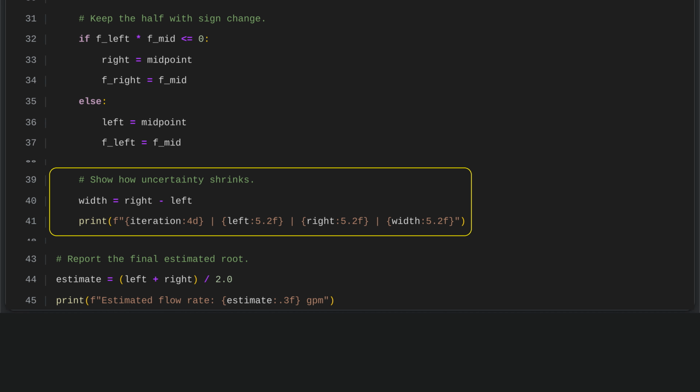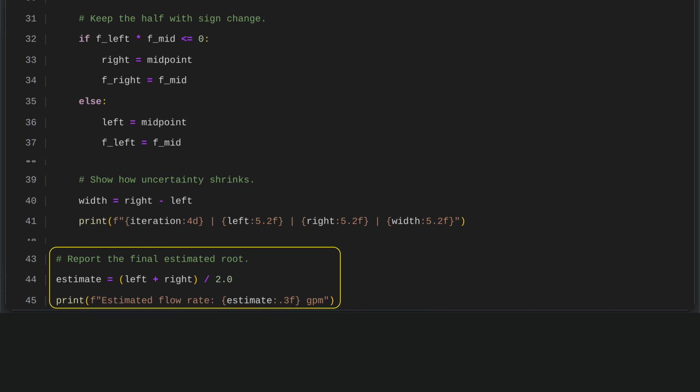To track progress in the bisection method, we measure the interval width by subtracting the left endpoint from the right endpoint. Printing each iteration's number, endpoints, and width shows how the interval shrinks over time. This makes the increasing precision of the root estimate easier to see.